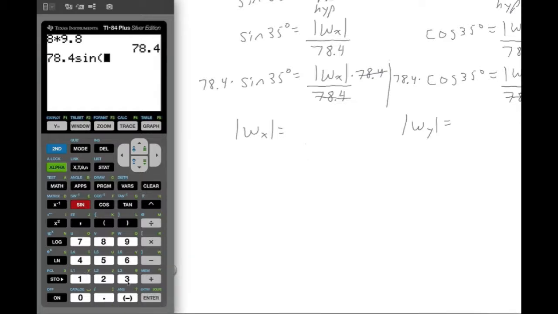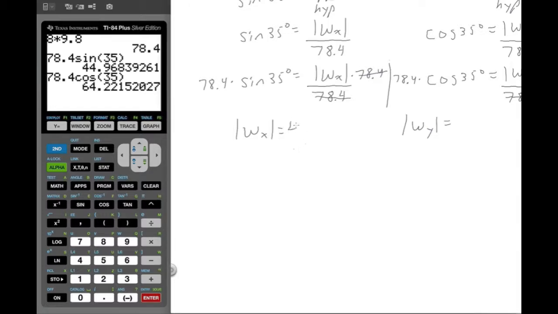78.4 times sine 35. Make sure that you're still in degrees mode. 78.4 times cosine 35 degrees. All right, I guess I'll round this up. Let's see, this digit is a 6, so I'll round this digit up. And when you round this digit up, this becomes a 0, and we carry over the 1. So this rounds up really to, I guess, 45.